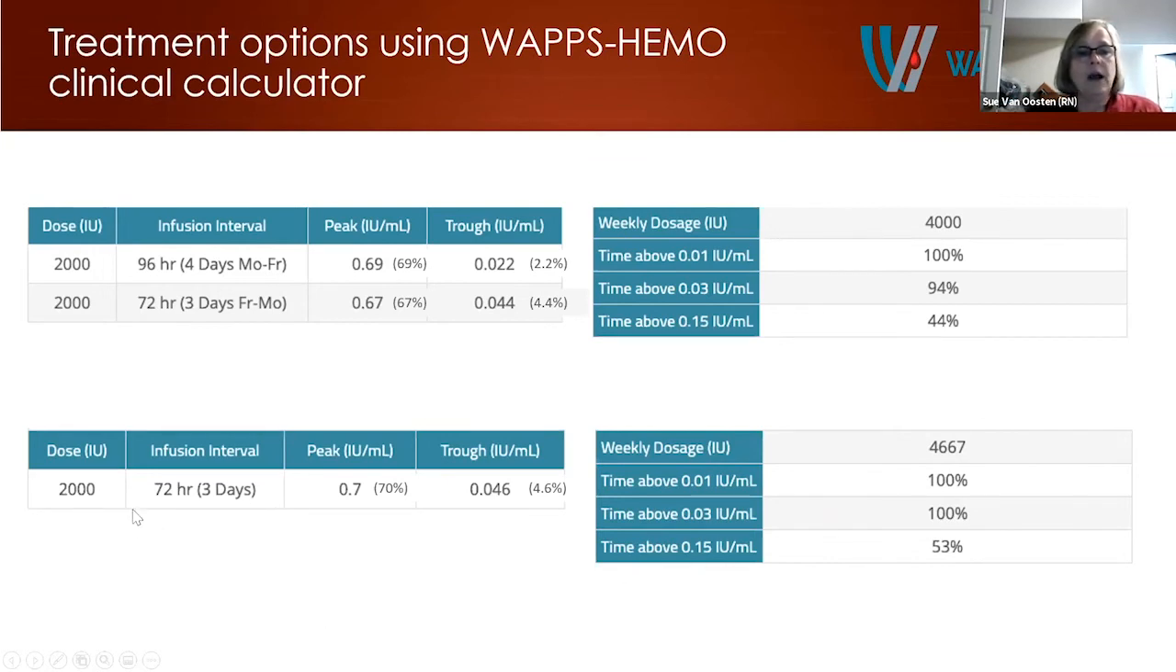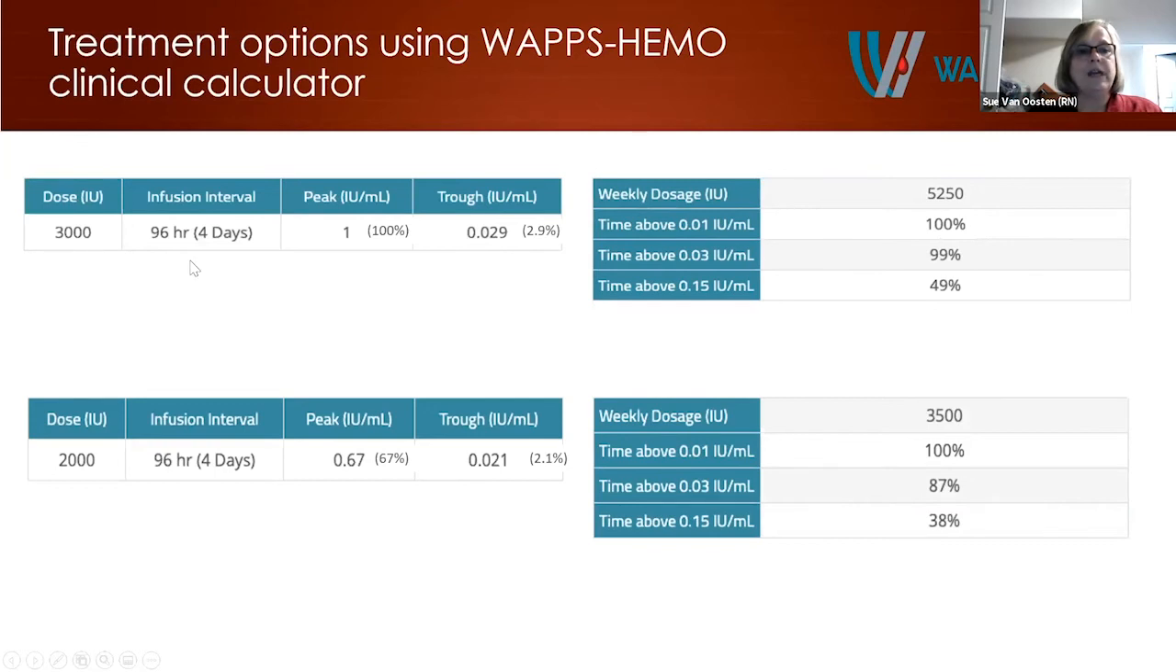So then we try him 2,000 units every 3 days. So he gets his 70%, and then 3 days later, he's at 4.6. Again, very, very good statistics over here, but using more factor product.